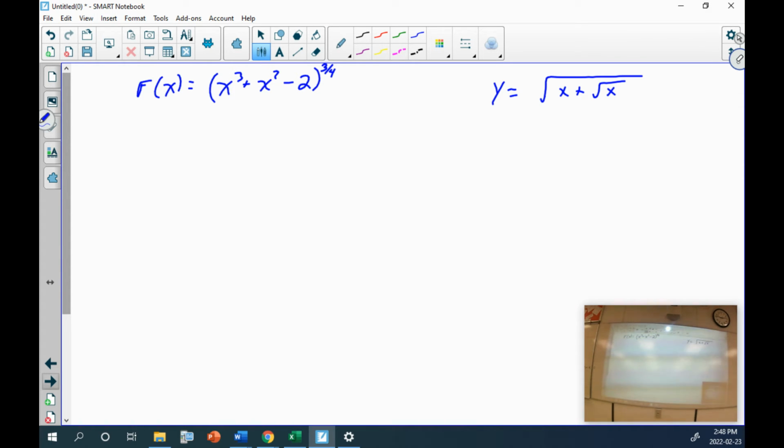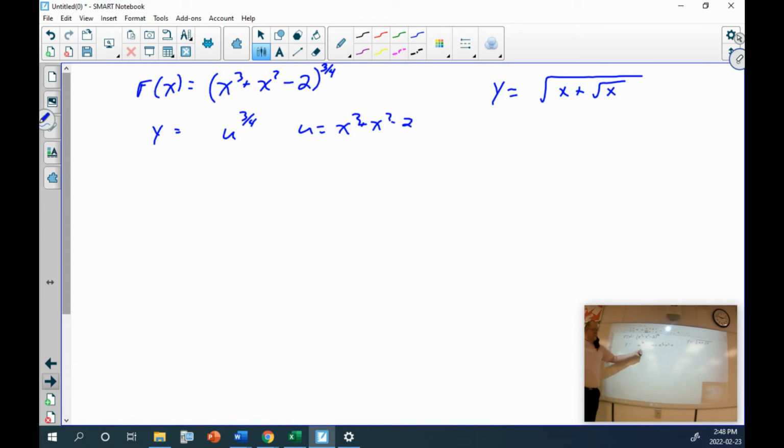Yeah, I need help, but I have no clue where to start. Okay, what is the outside function? The whole thing. Right? I could say this would be f of u is equal to u to the power of 3/4. Right? And u is equal to x cubed plus x squared minus 2.